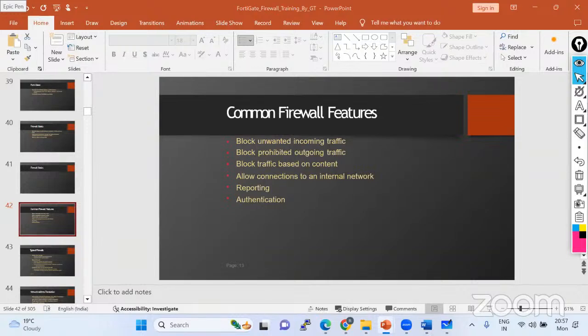All right. So we're discussing the common firewall features. I wanted to move to a different topic, but I cannot complete it in 10 to 15 minutes. So we'll wrap up today and we'll connect again in the next class.